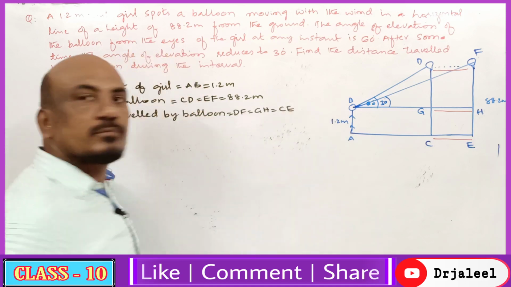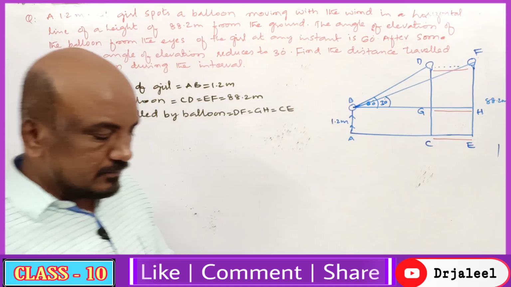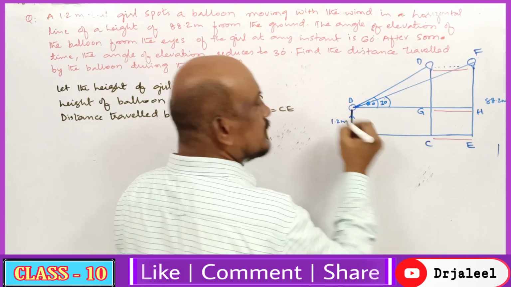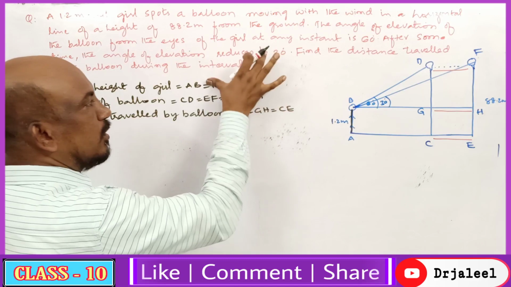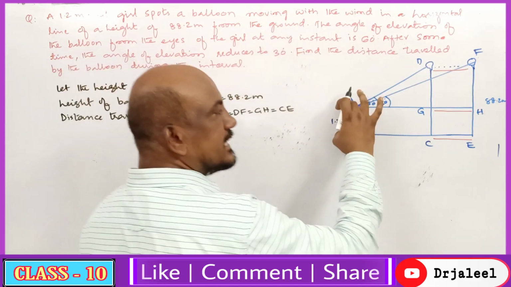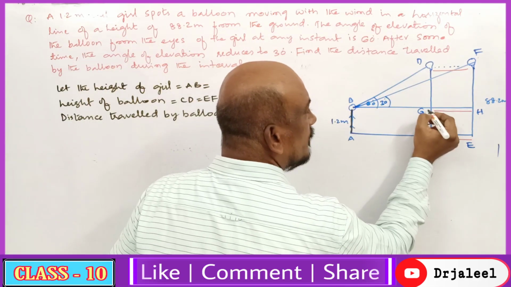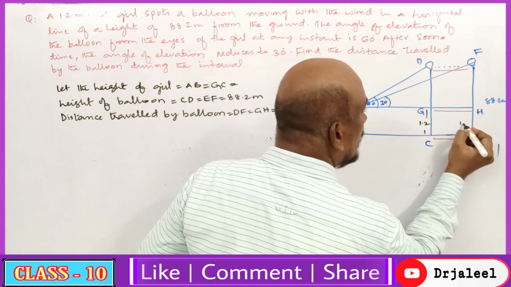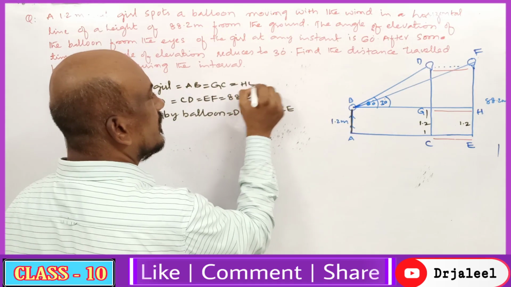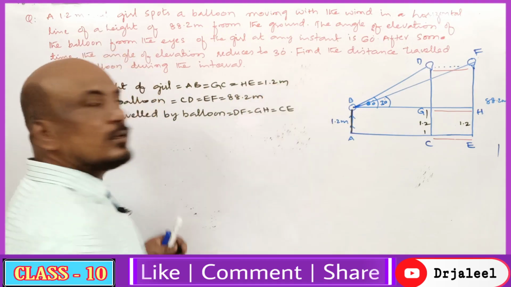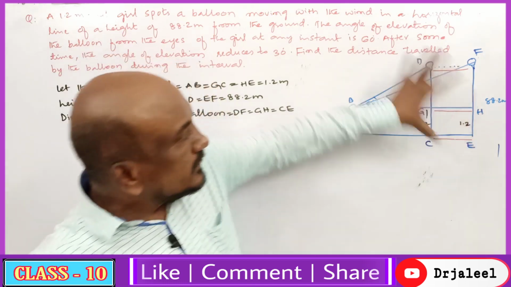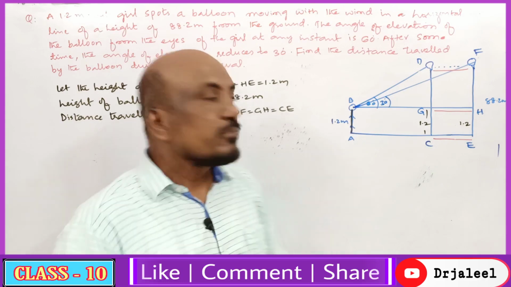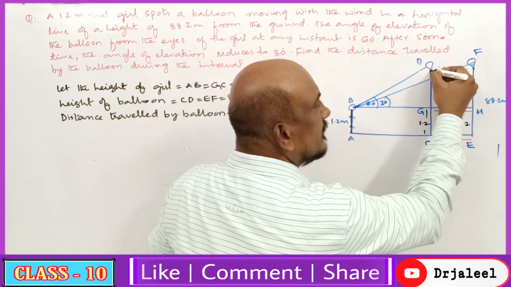So let it be. Children, here the height of the girl is 1.2, so this 1.2 is equal to AB, or this height is also 1.2 only, right? It can be written as GC, or it can also be written as HE, which is equal to 1.2 meters. So the total height of the balloon from the ground is 88.2. Then what will this height be from here to here?